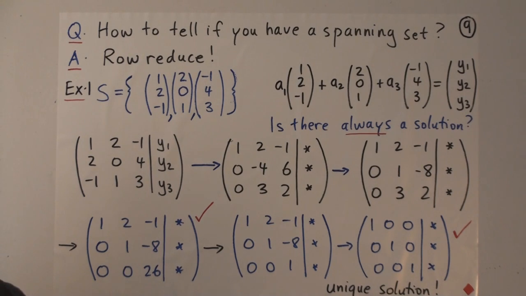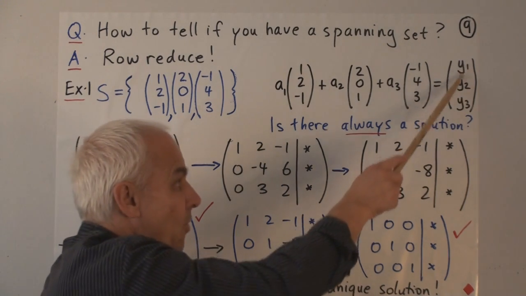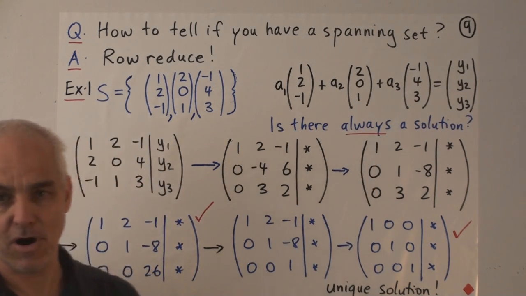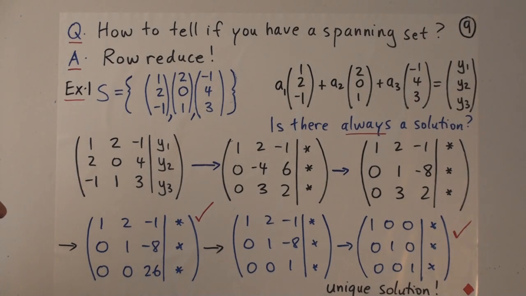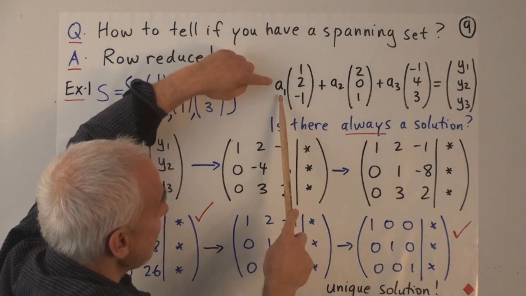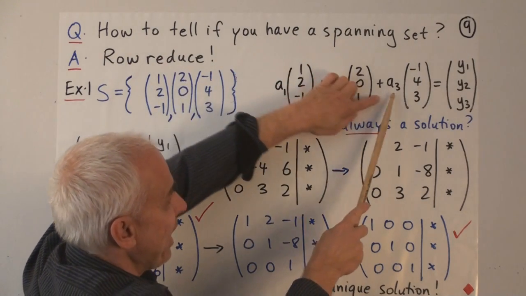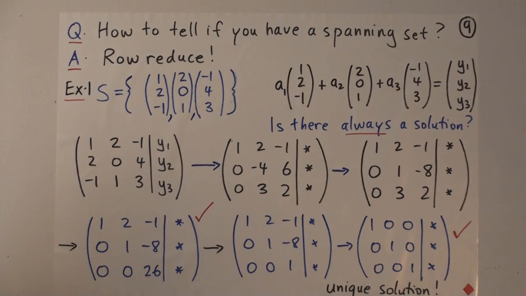We want to know, is there always a solution, no matter what y1, y2, and y3 are? Well, that's a linear system in the unknowns A1, A2, and A3. The coefficients are now the unknowns. We want to know, is there always a solution?